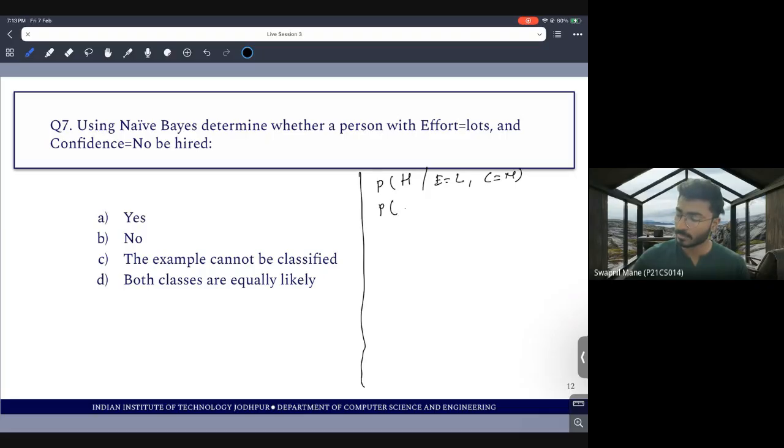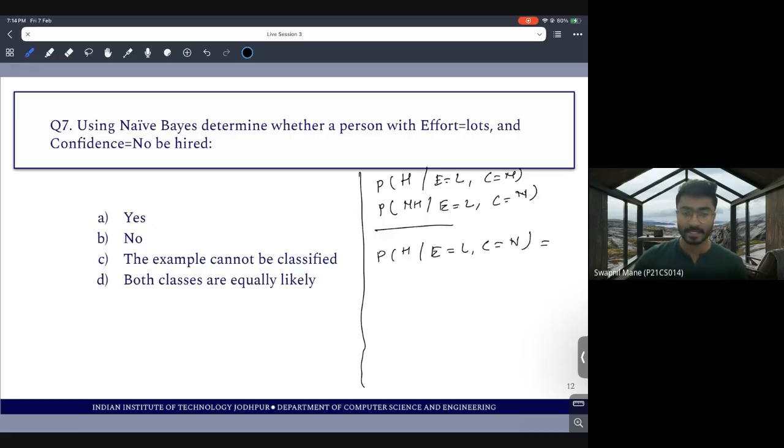Also, we need to get the probability for not hired, given that efforts is lots, sorry, and confidence is equal to no. Okay. So let's first see the first one, the probability of hired, given that efforts is equal to lots and confidence is equal to no.